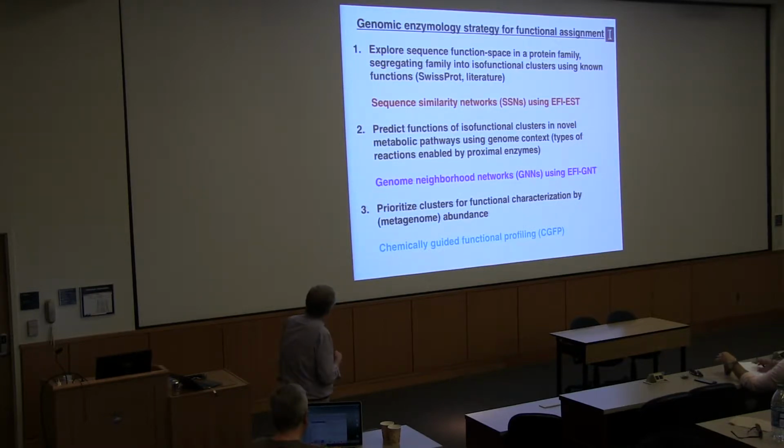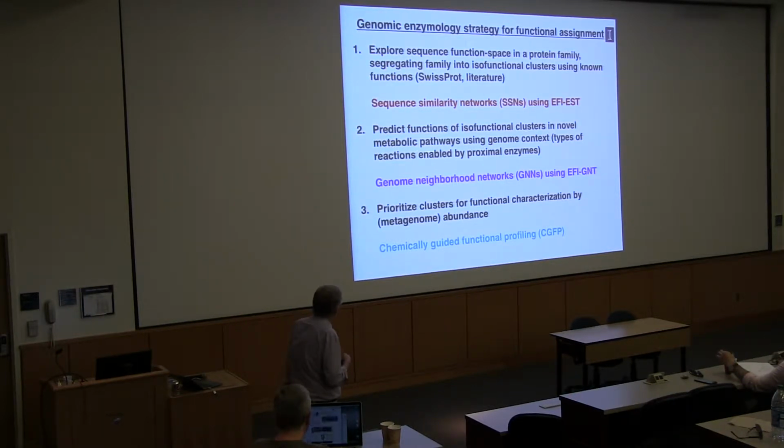So what are the steps of assigning function, or what are the thought processes involved in assigning function? The first is we would like to be able to explore sequence function space in a protein family. We'd like to take a protein family and segregate it into isofunctional clusters. And to do that, we have developed, or Patsy was instrumental in developing, and then we've implemented a web tool for allowing the construction of protein sequence similarity networks, or SSNs. And I'm going to be telling you about the EFI EST tool that enables the generation of these networks.